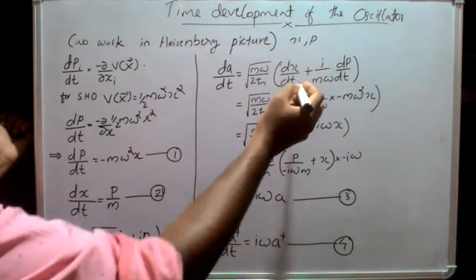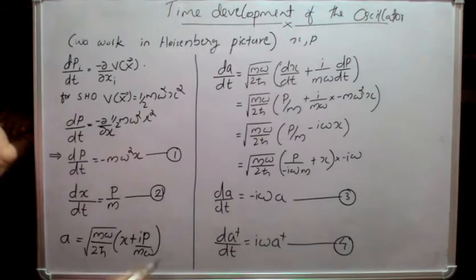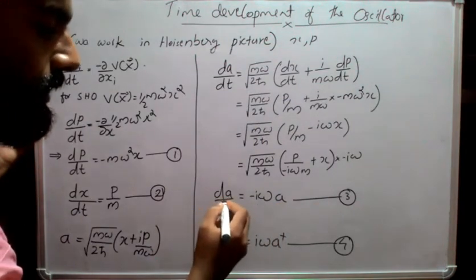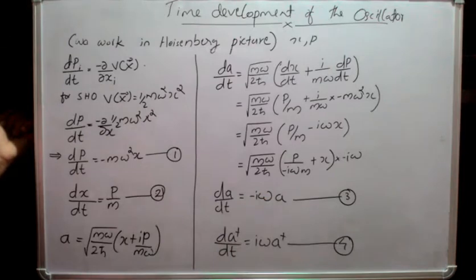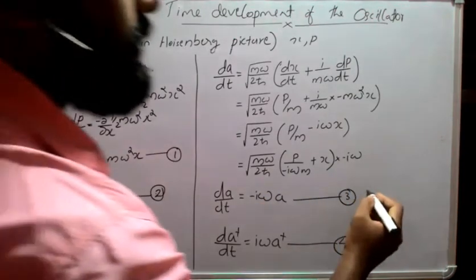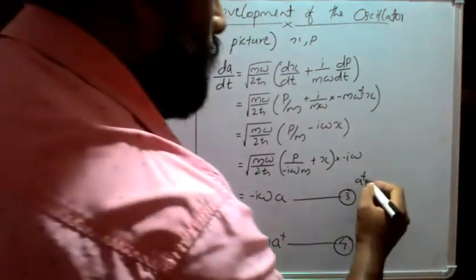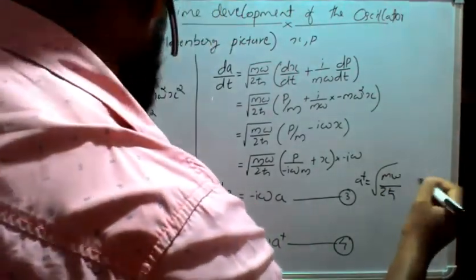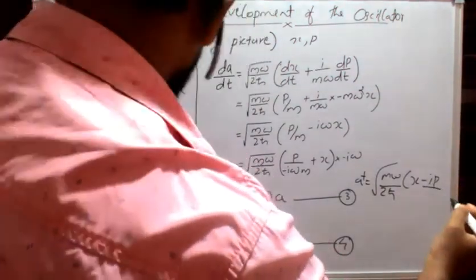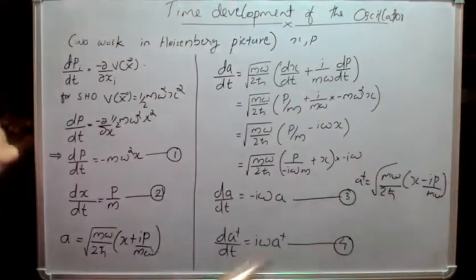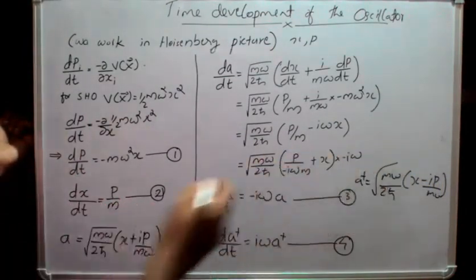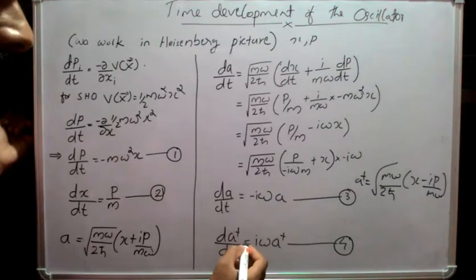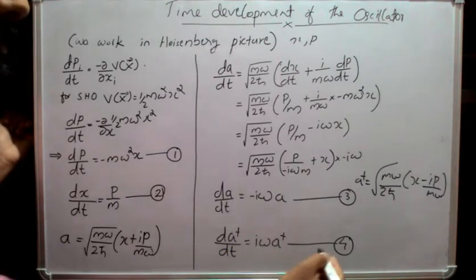We substitute the values of dx over dt from equation 2 and dp over dt from equation 1, and when we manipulate it, we get the equation da over dt equal to minus i omega a, and let me put it as equation 3. And we know the creation operator a dagger is equal to square root of m omega over 2 h cross times x minus i p over m omega. If we differentiate the creation operator a dagger with respect to time in the same way, we will get da dagger over dt equal to i omega a dagger, and let me put it as equation 4.